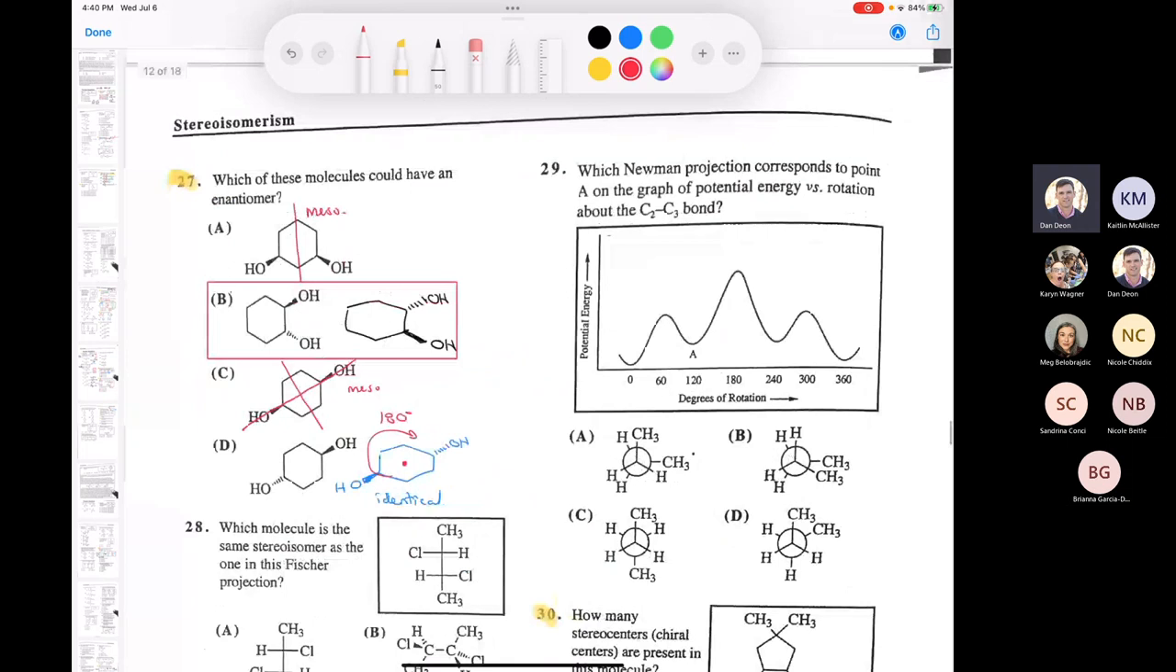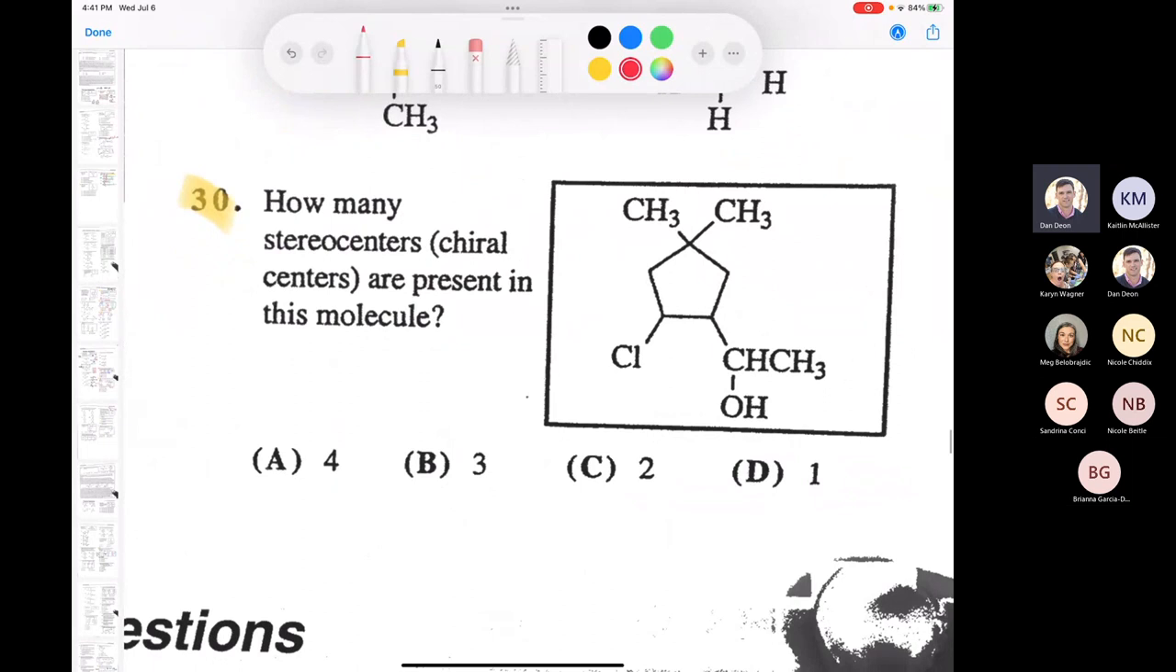Let's try one more stereochemistry question. You got this interesting looking molecule here, and it says you've got some stereocenters. How many chiral centers are present in this molecule? I'll give you a second to look at it. Did anybody come up with a number here? Is it 1, 2, 3, or 4 stereocenters in this neat molecule? You could ask yourself, how many carbons are attached to 4 unique groups? That's another way of thinking about it.